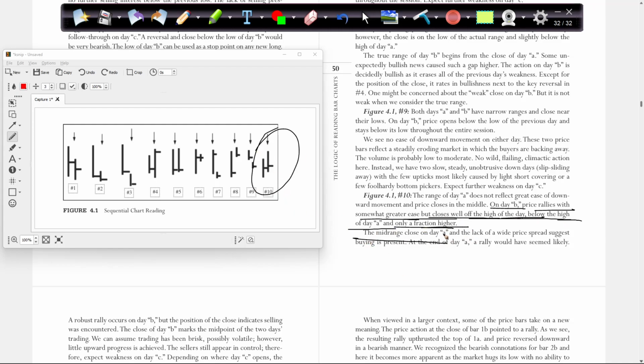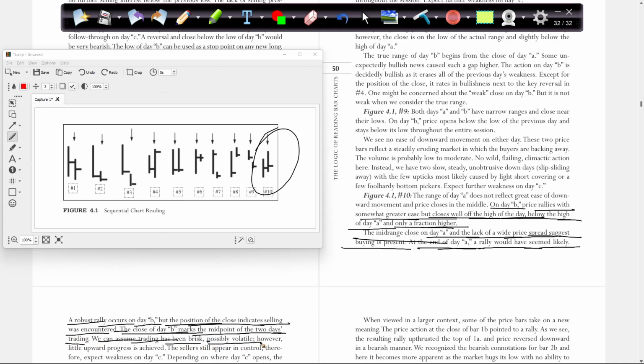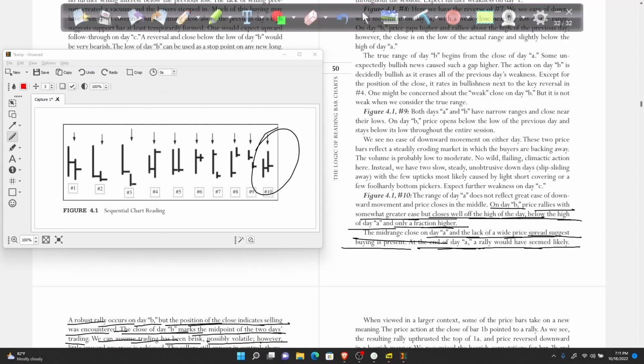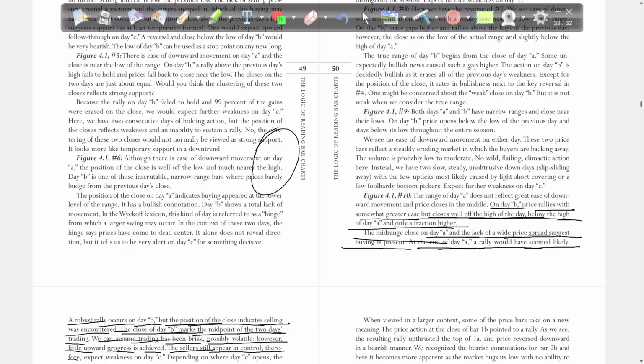Now the mid-range close on day A and the lack of wide price spread suggests buying is present. At the end of day A, a rally would have seemed likely. A robust rally occurs on day B, but the position of the close indicates selling was encountered. The close of day B marks the midpoint of the 2 days trading. We can assume trading has been brisk, possibly volatile. However, little upward progress is achieved. The sellers still appear in control, therefore expect weakness on day C.